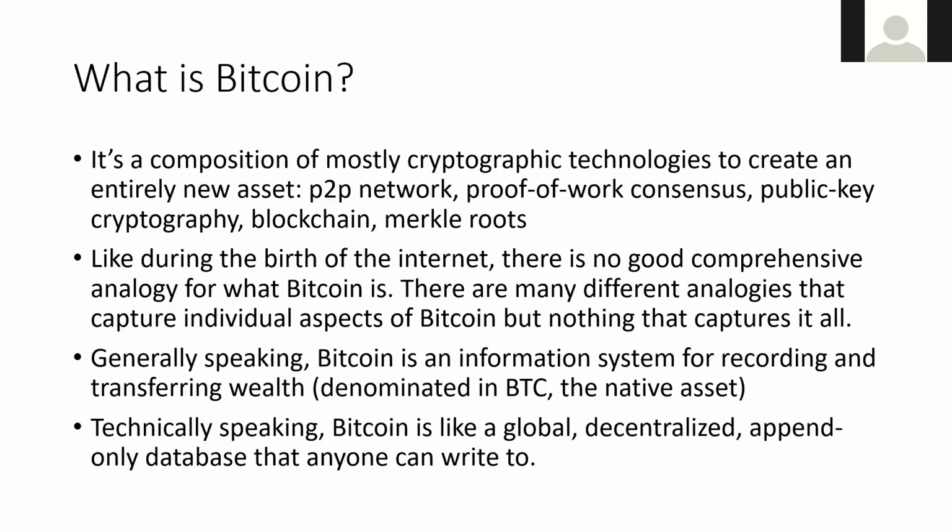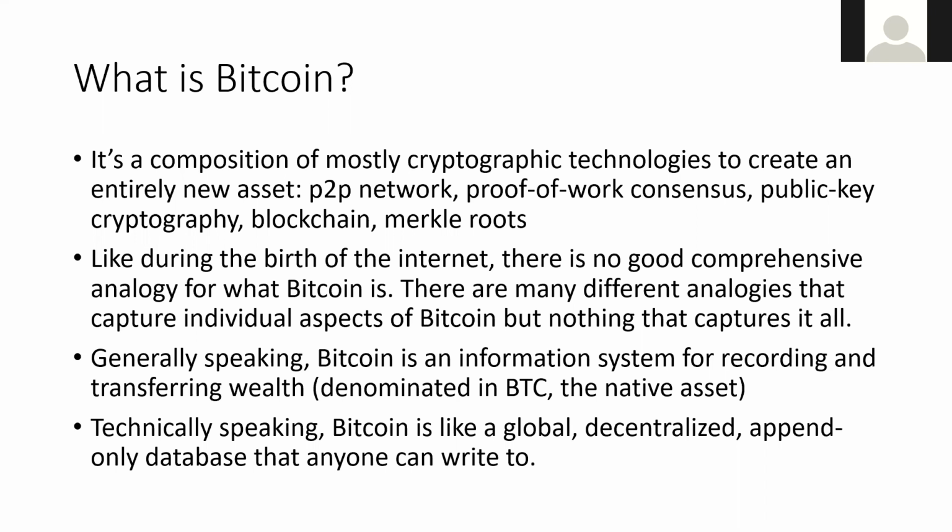So what is Bitcoin? One way to think of it is a composition of cryptographic technologies to create an entirely new asset. The one interesting thing about Bitcoin is it's very difficult to come up with a single good explanation for what Bitcoin is. It is so radically different from everything that we're already familiar with. It's probably analogous to the birth of the internet, somewhere between 1970 and 1995, where there just weren't really good analogies for explaining what it was.